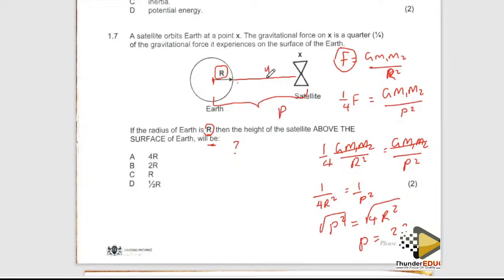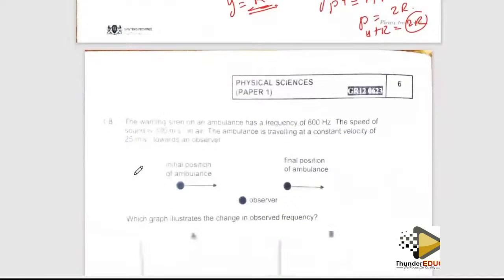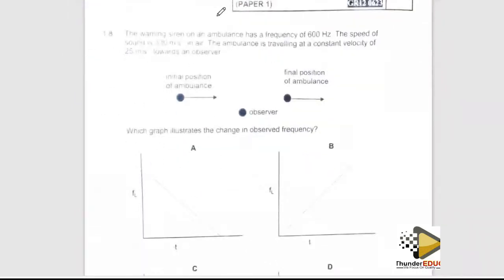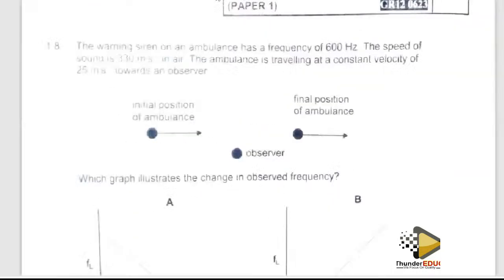Okay, if this is a y, I don't know why even call it p, but it's going to be y plus r is equal to r. I'll take the r to that side, which means my y alone is going to be, since the question is asking the height of the satellite above the surface, so from here we need to subtract 1r. So the answer is r, which is option C. Then 1.8 is now done.